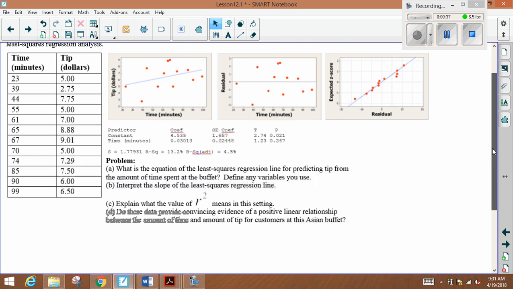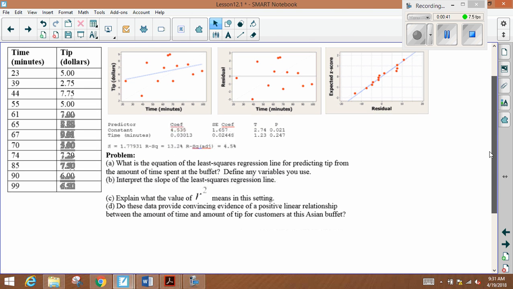But first we have to answer some questions. First of all, I want to look at the regression line. It looks like it has a positive slope. Maybe it could be fairly strong. We're not sure yet until we look at our actual R value. So we're going to do that. Let's answer A. That'll get us rolling really nicely.